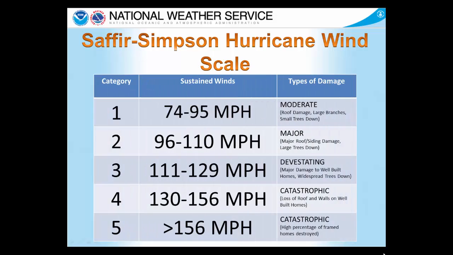The Saffir-Simpson hurricane wind scale rates hurricanes on a category from 1 to 5 depending on their wind speed. The lowest category still has winds of 74 miles per hour or higher, and so is still capable of producing moderate damage such as roof damage, blowing down small trees and large branches. But as we go higher, we reach categories 3, 4, and 5, which are devastating to catastrophic. Hurricane Hugo was a Category 4.